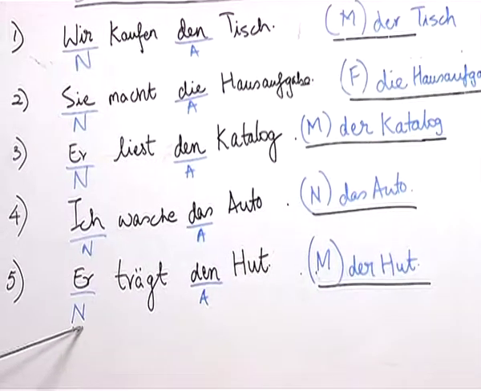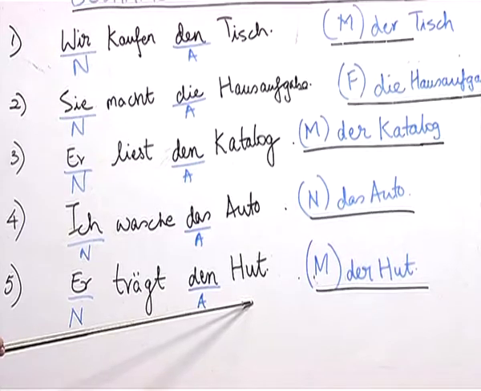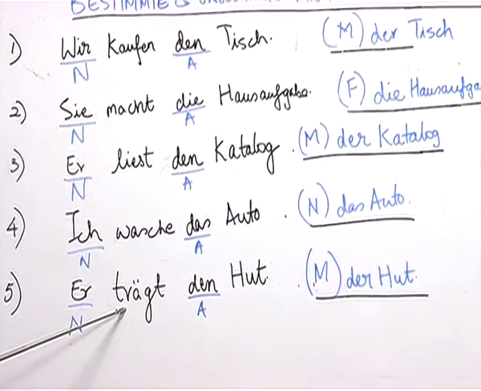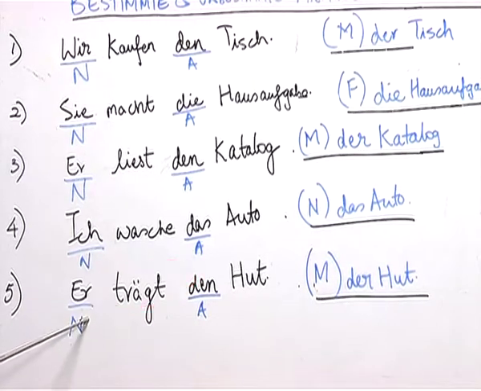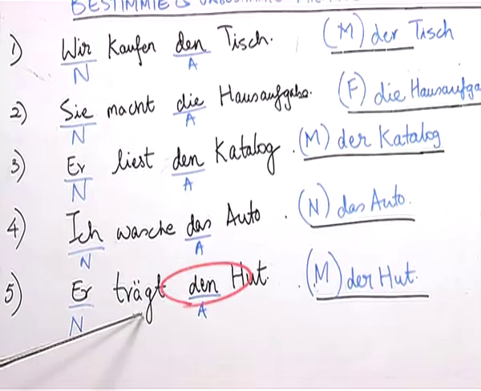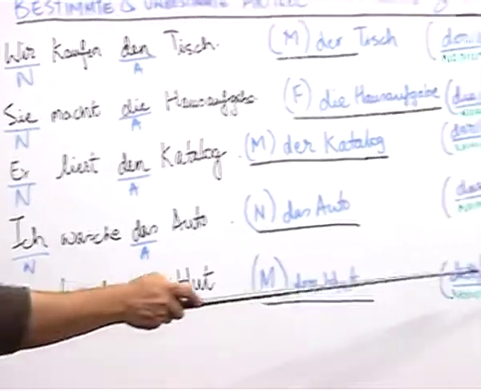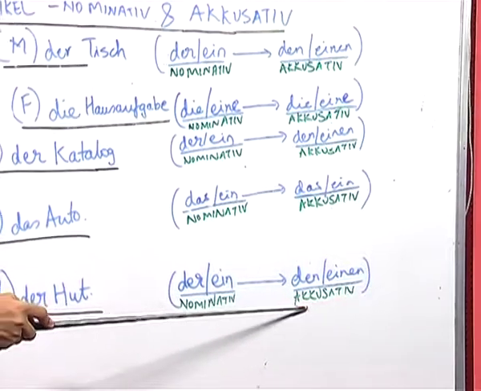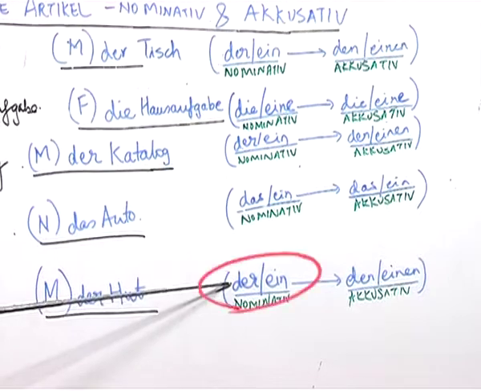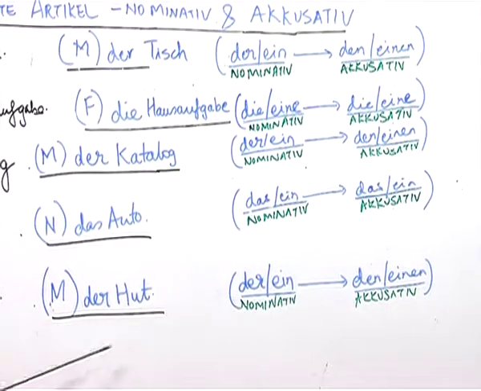Now look at this sentence. Trägt den Hut. Hut here means a hat. Now the verb tragen is here conjugated along with the personal pronoun in third person singular, and here den refers to the definite article den in accusative, where den is derived from the masculine article der, which is in nominative.